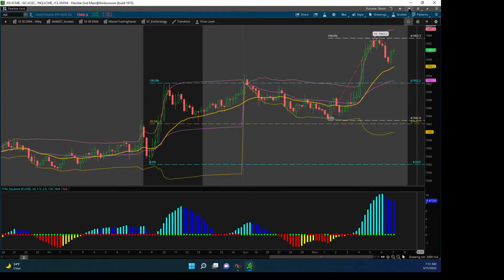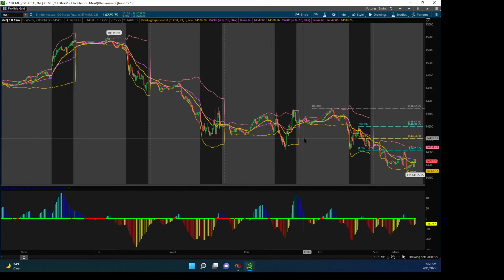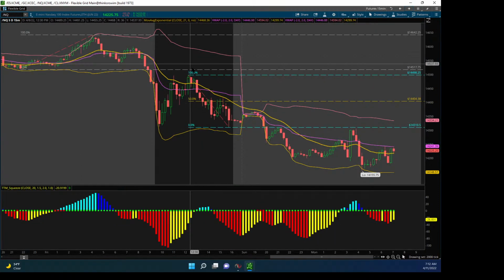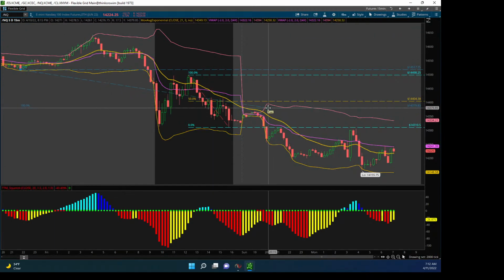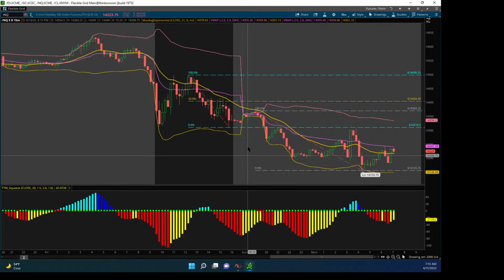Okay, next up is NQ. So NQ overnight, right here, that's the overnight high, and the overnight low goes there. So it's in this range now, trying to push a little bit higher, below the VWAP. That purple line is the VWAP.